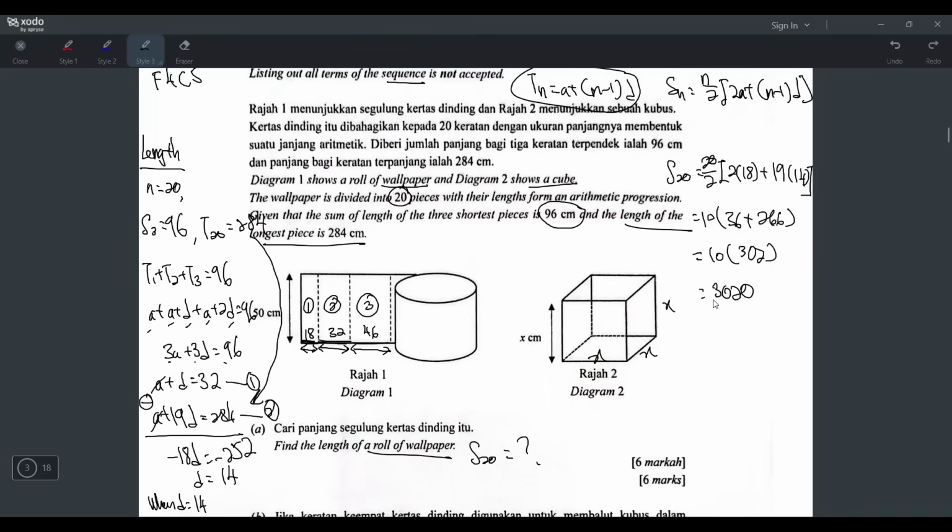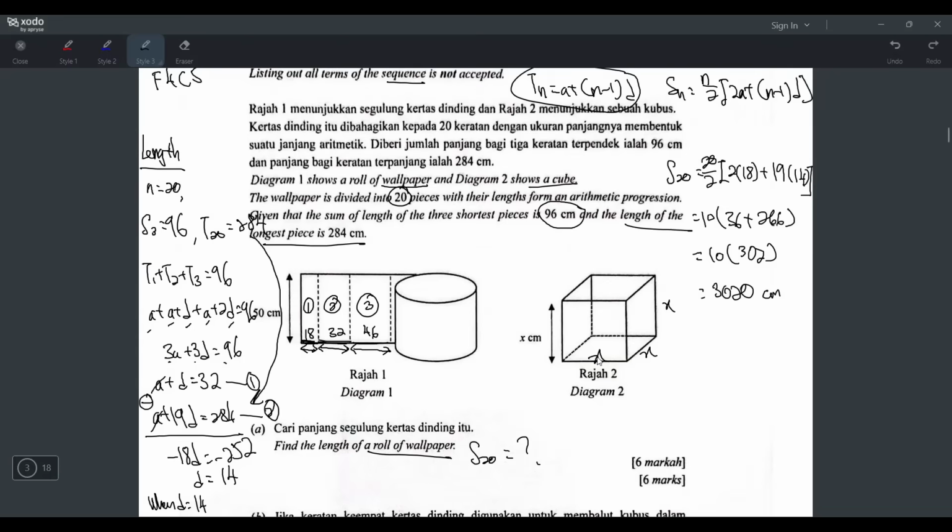But don't forget this represents the length of the roll of wallpaper, and everything is in cm, I remember. So this should be in cm also. So the total length of the roll of wallpaper for all the 20 lengths is 3020 cm. In other words, the 20 lengths all added together is 3020. Okay, all right, hope you understand.